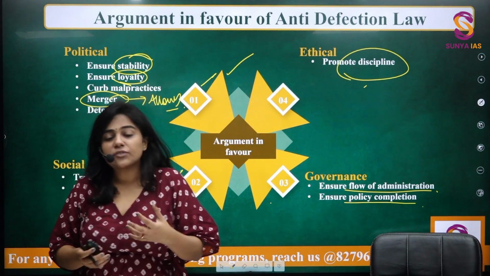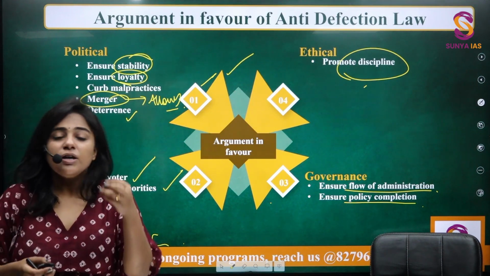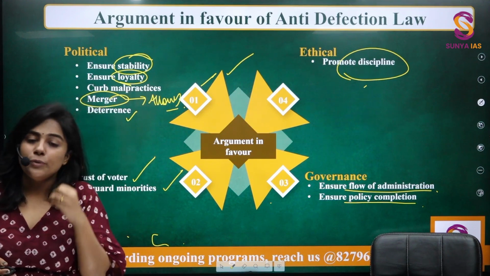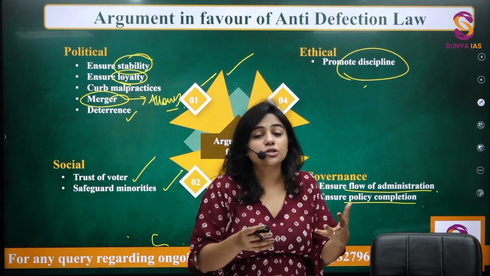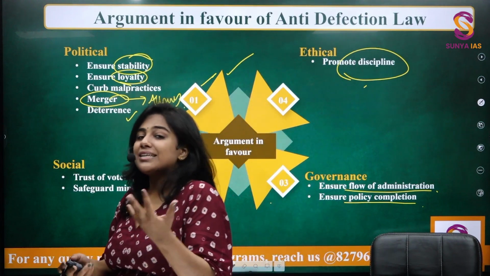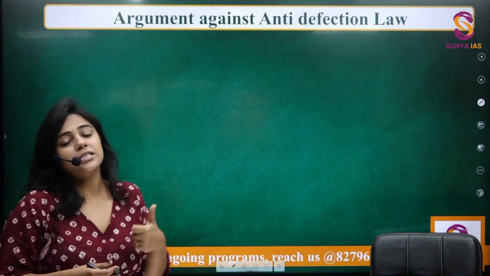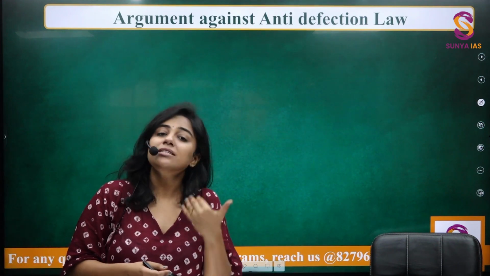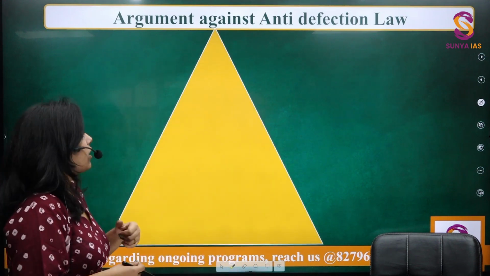However, the anti-defection law has not been really that effective; defections are happening even today. Apart from individual defections, it has transitioned to mass defections. That is a big problem. So there will be arguments against the anti-defection law, and these are substantive arguments.